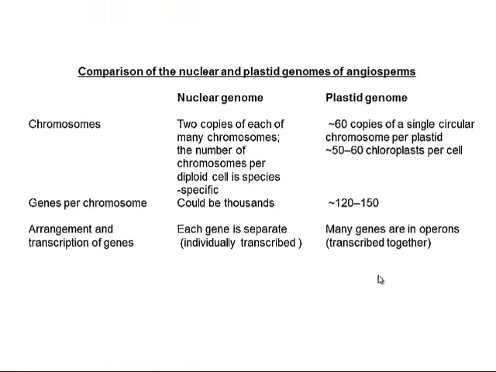So to finish up, if we do a comparison of the nuclear and plastid genomes of angiosperms: a nuclear genome has 2 copies of each, many chromosomes, and you could end up with thousands of genes per chromosome. But importantly, in the arrangement of transcription of genes, each gene is separate and individually transcribed, whereas you can have operons with plastid DNA.